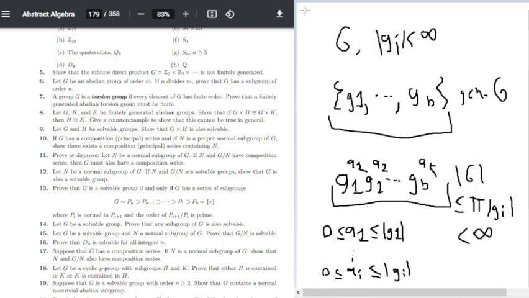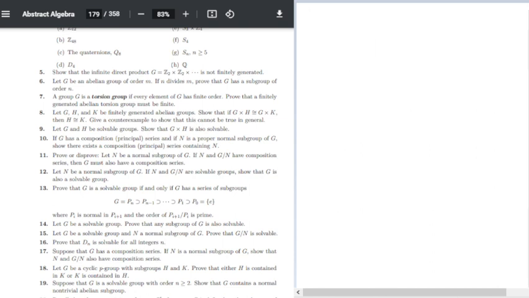Let G, H, and K be finitely generated abelian groups. Show that if G times H is isomorphic to G times K, then H is isomorphic to K. Give a counterexample to show this cannot be true in general.